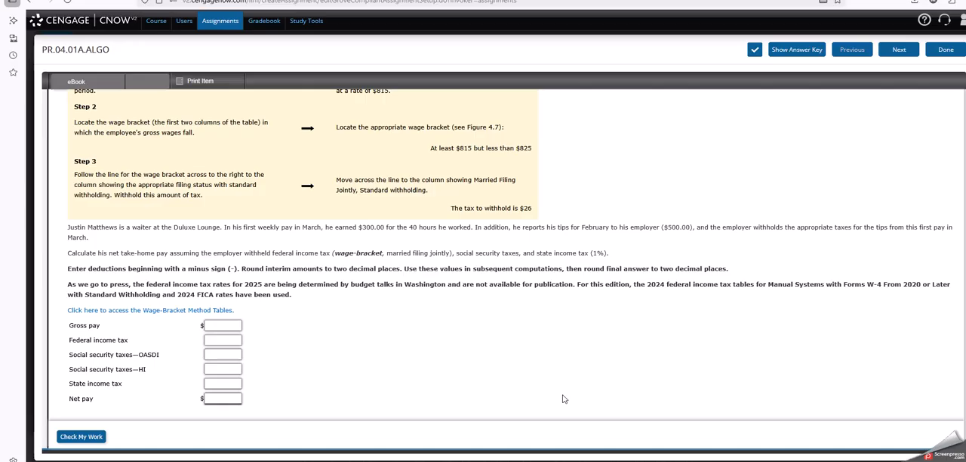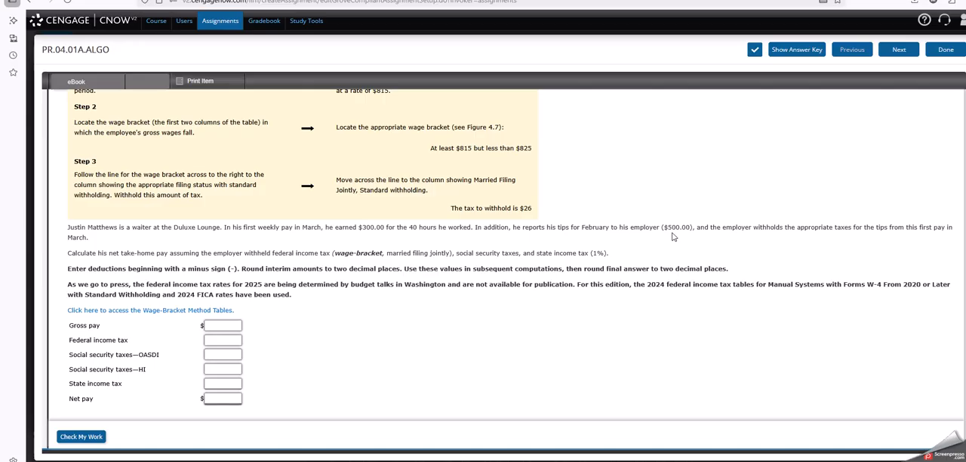So this first one, we have Justin is a waiter, and in his first weekly pay period, he earned $300 for his hours, and then he reported $500 of tips to his employer. So the employer is going to withhold the tax on the tips and his income. When we calculate these taxes, it's going to be the $300 he earned plus the $500 in tips. Now, remember, as a waiter, he already has those tips. The employers don't hold them and then remit them later. The employees get them right when their tips are given.